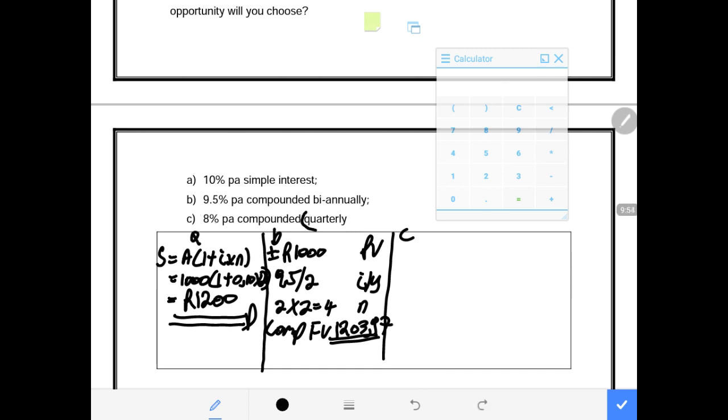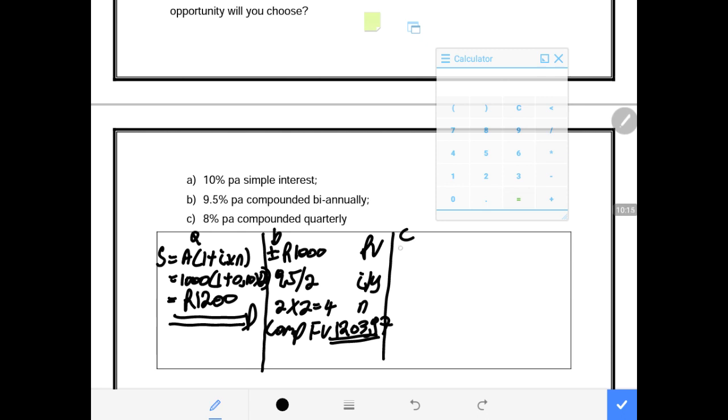But let us look at the last investment, where the percentage is less than the other percentages, but the frequency of compounding is quarterly, meaning there are many times in which the interest will be compounded, or added back to the capital. It means there are 4 times in a year in which the interest will be added back to the capital, or the principal, or original amount that we have invested.